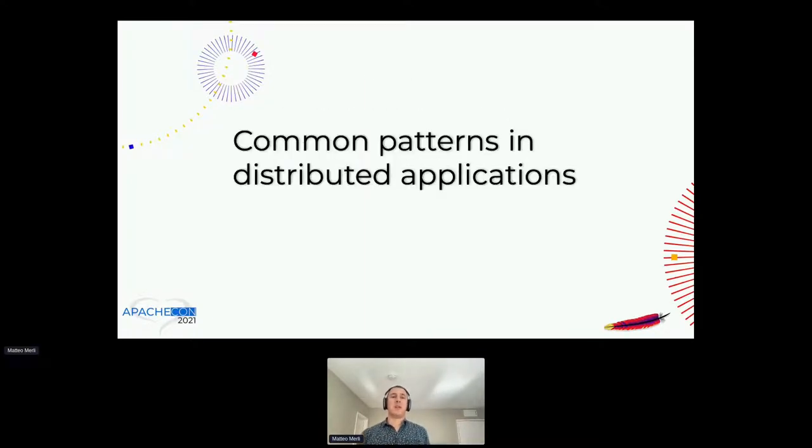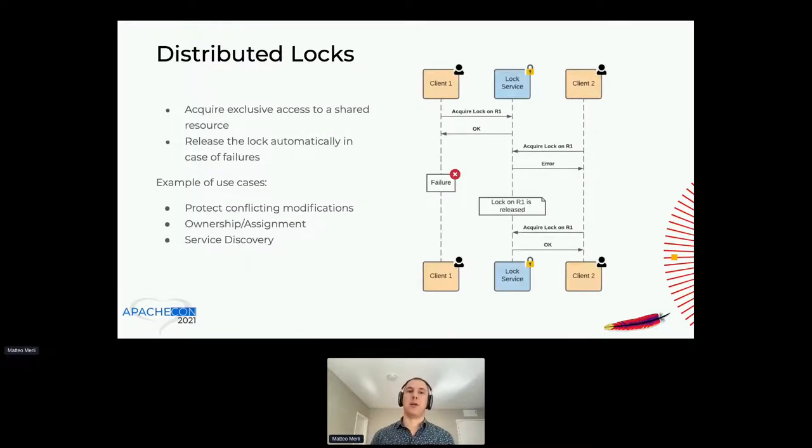So what are common patterns in distributed applications? I think there are a few of them that most people are familiar with. The first one is distributed locks. Distributed locks essentially are a way to replicate on a distributed scale the same concept that people are used to on single node systems. If you have a mutex in your process, then you can take the mutex, modify some resource, read, and you're assured that no one is going to touch this resource, and then you can release the mutex when you're done.